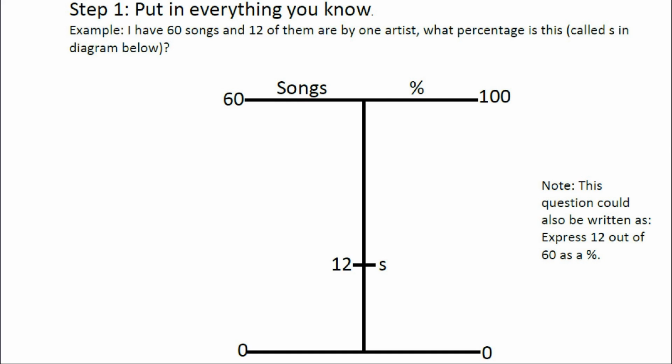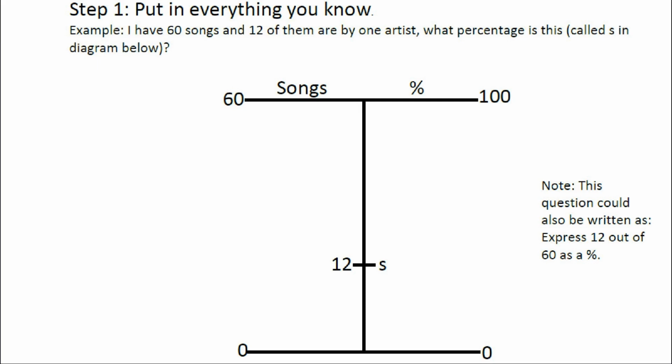So now let's get some double number lines happening. Here's a double number line, and I've got 60 songs. It could be $60. It could be $12. It could be whatever you want it to be. 12 of them are by one artist. What percentage is this? Often we express 12 out of 60 as a percentage. It's that idea.